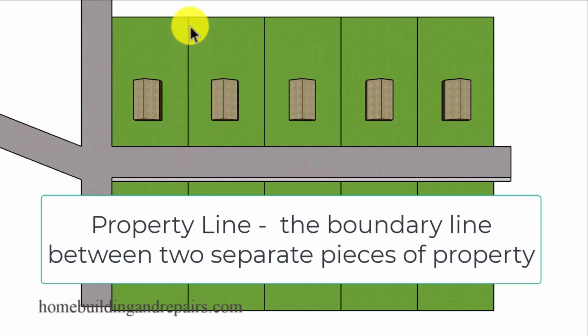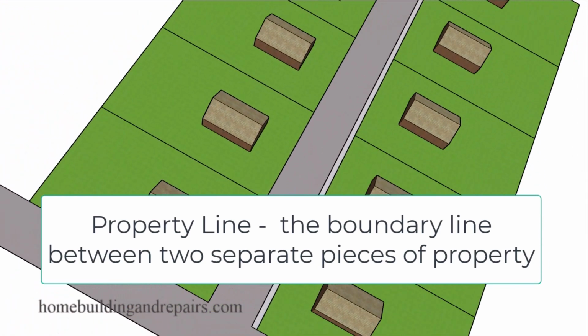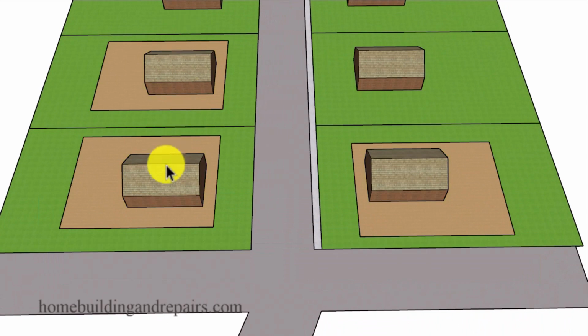Property lines are usually going to be the boundaries between two pieces of property. And a setback is usually going to be a minimum distance from the property lines or other landmarks, such as the center of the street, the edge of a curb, or even the edge of the street.